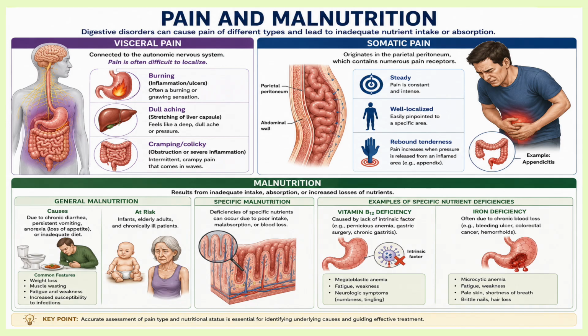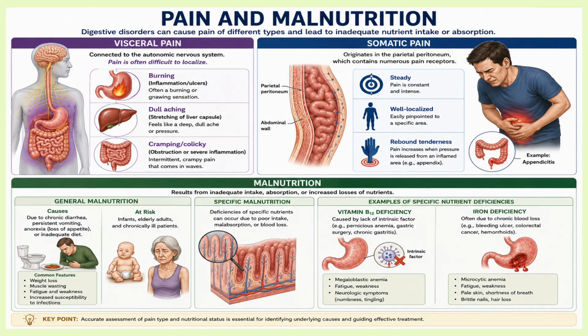In contrast, somatic pain originates in the parietal peritoneum. Remember, the lining of the abdominal cavity? This has a high density of pain receptors in it. Unlike visceral pain, somatic pain is steady, intense, and very well localized. Because these receptors are linked to the spinal nerves, they often cause a reflex spasm of the overlying abdominal muscle, which leads to a rigid or guarded abdomen. You feel the tightness there, the rigidness. People are guarding it, right?